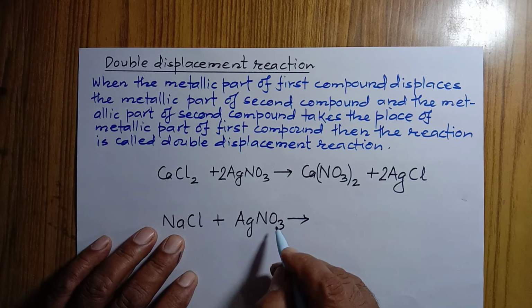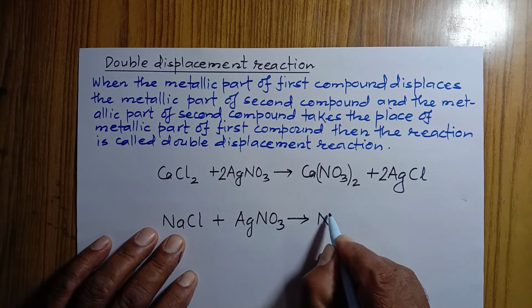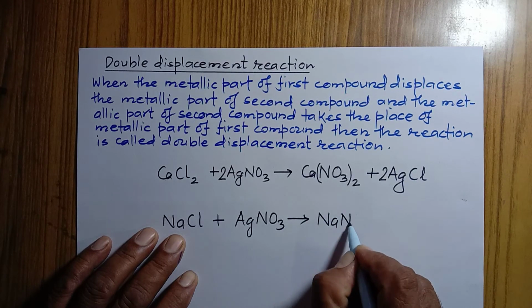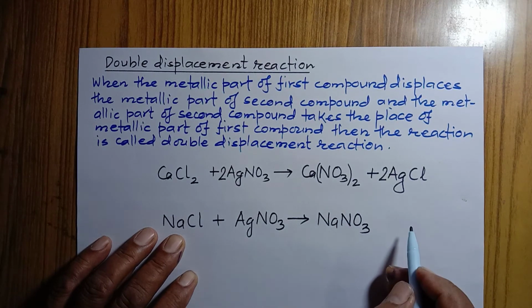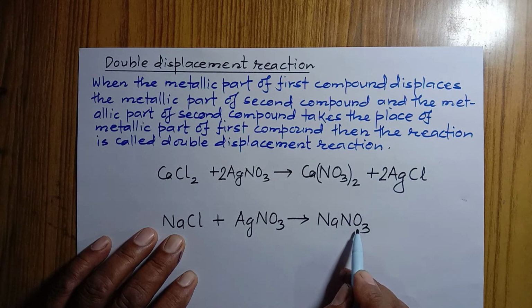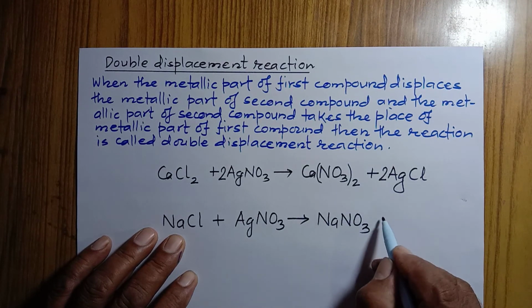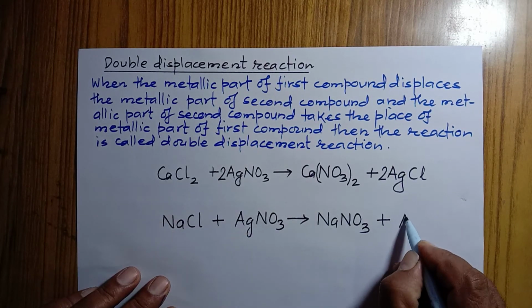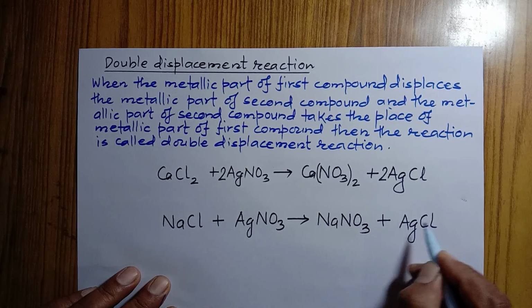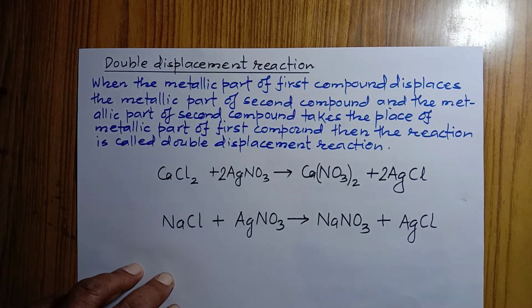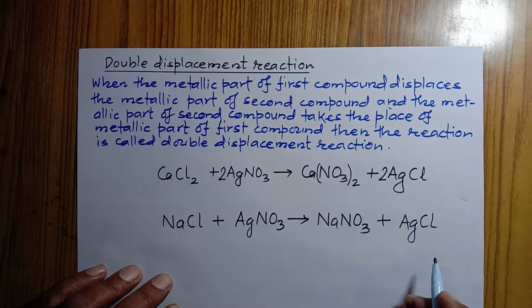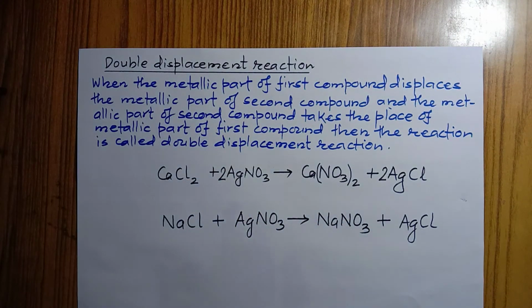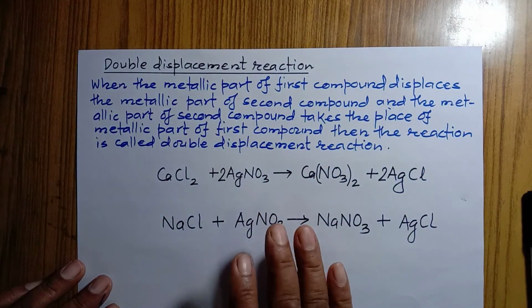Now what happens? Sodium, when it takes the place of silver, then NaNO3, sodium nitrate. Sodium valency 1, nitrate valency 1, equal valency, no exchange. And in the same way, next silver takes the place of sodium, and that's why AgCl, both of them have equal valency, that is 1. That's why no exchange. This week we can take some more examples, but this much is, I think, enough to understand single displacement and double displacement.